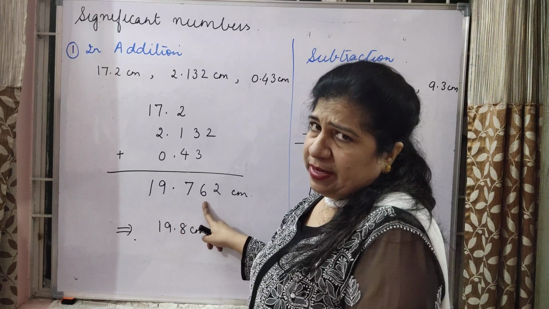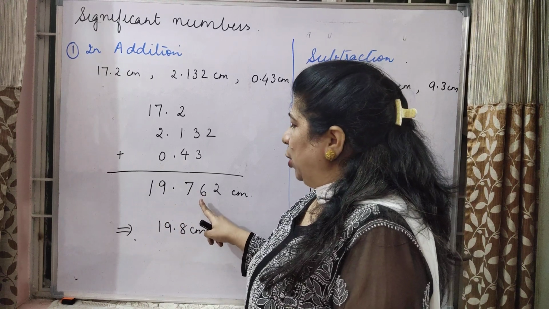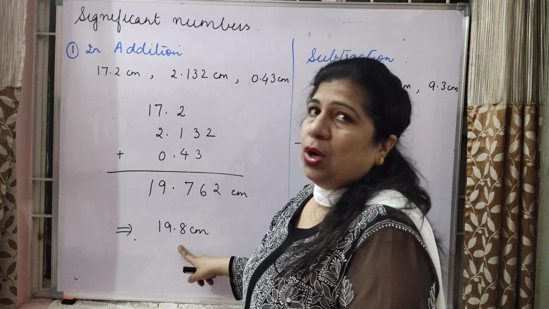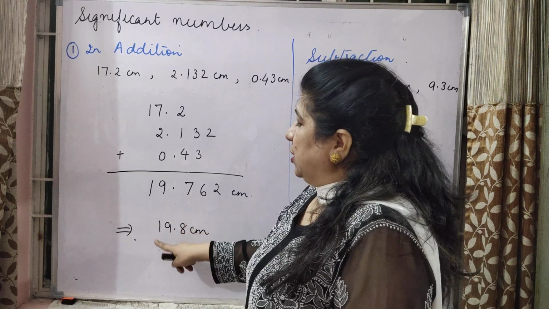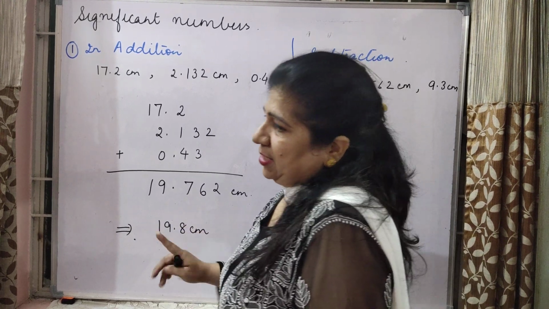2 is here, so 6 will be the same. And when you're rounding off for 6, the 7 changes into 8 centimeter. Right? So this becomes 19.8 centimeter.